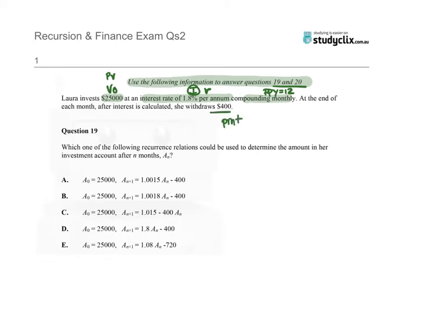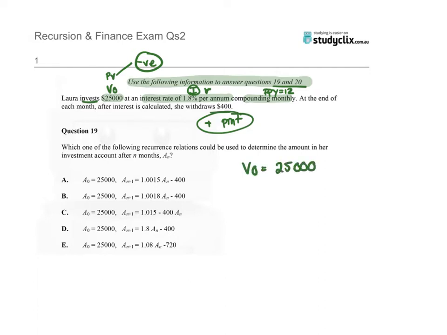And if we're talking about finance solver, she's getting that, so it's a positive payment. And this is an investment, so PV is going to be negative. Just remember for that. So it says, which of the following recurrence relations could be used to determine the amount? So we know with a recurrence relation, we always have to have V0. So we've already got 25,000.